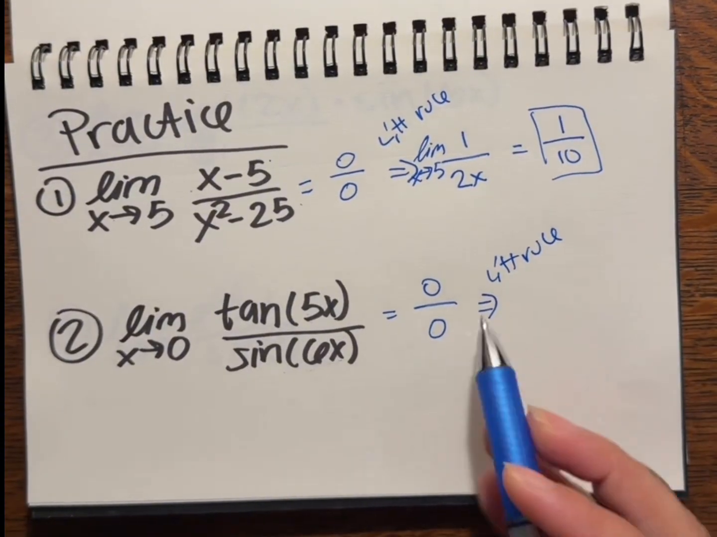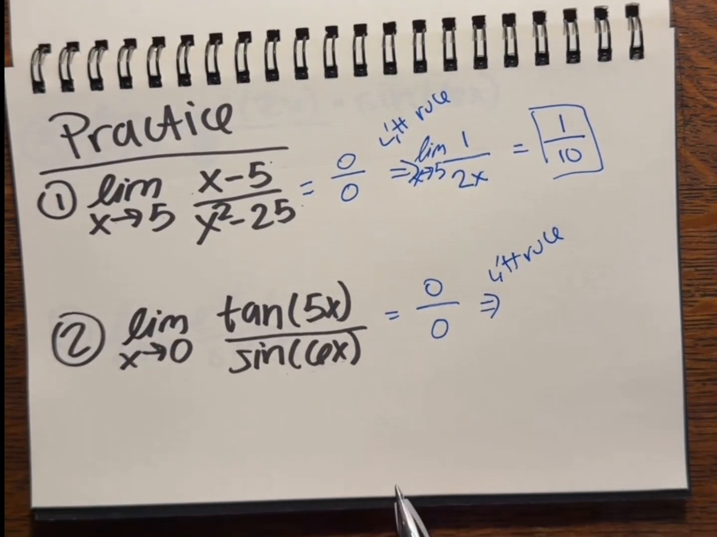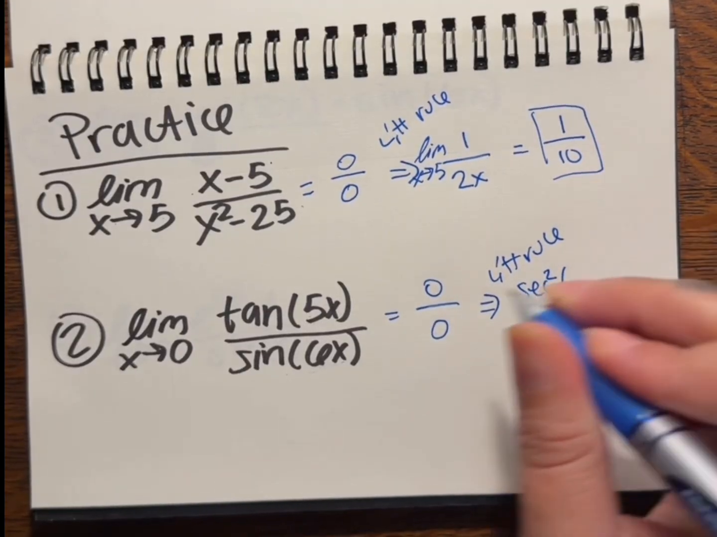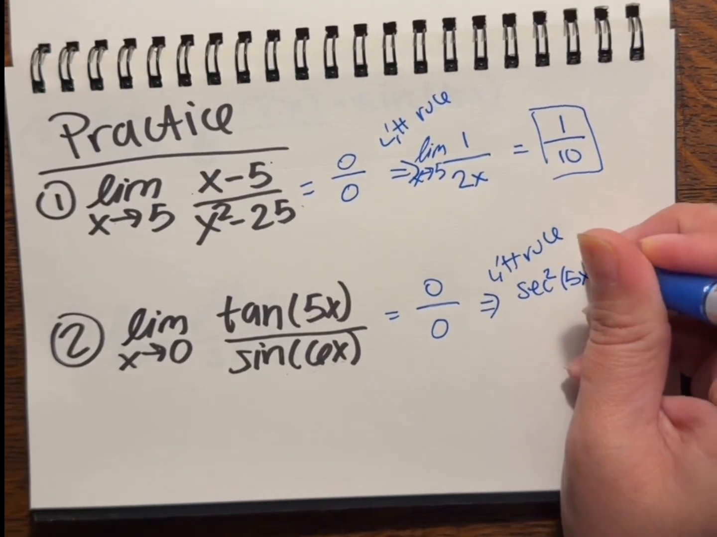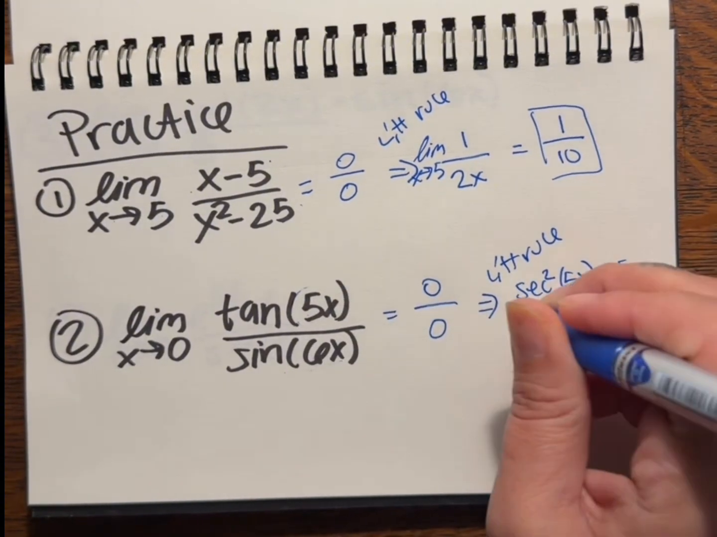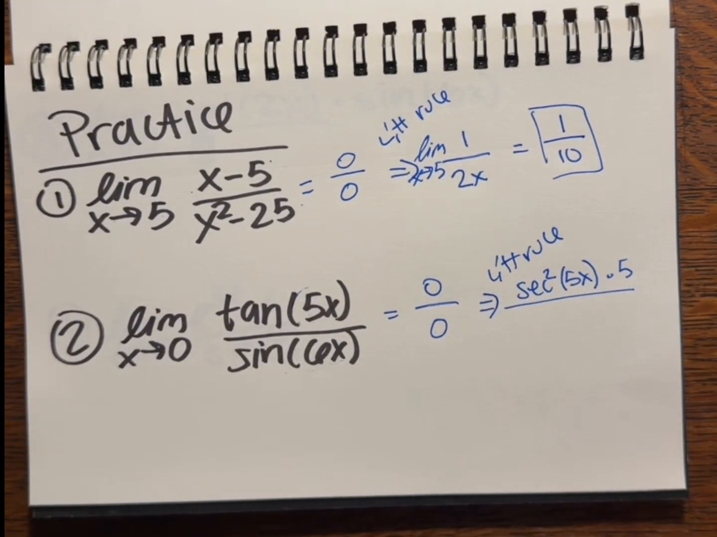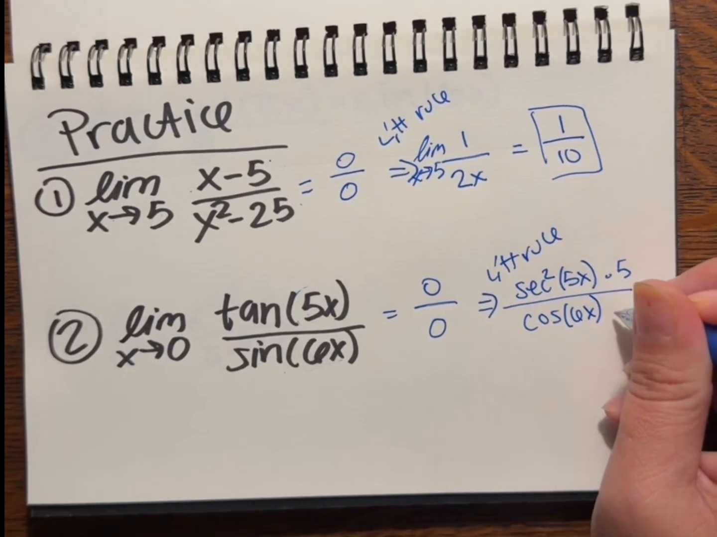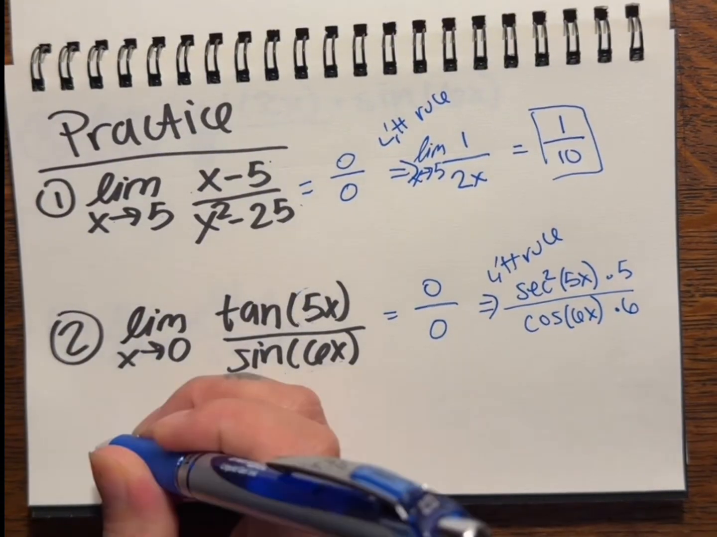And this is going to be getting the derivative of each of these functions. So the derivative of tangent is secant squared, 5x. And then we do need to use the chain rule. So the derivative of 5x is 5. And then in the bottom we have sine. The derivative of sine is cosine, 6x. And then using chain rule is times 6. Let's go over here.